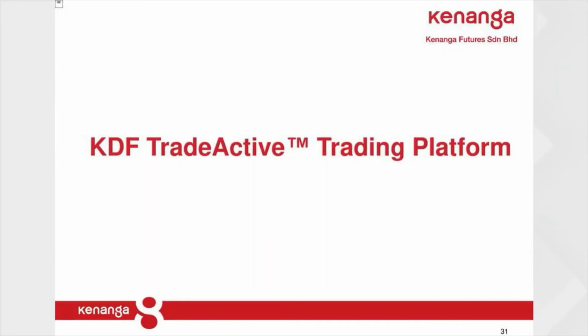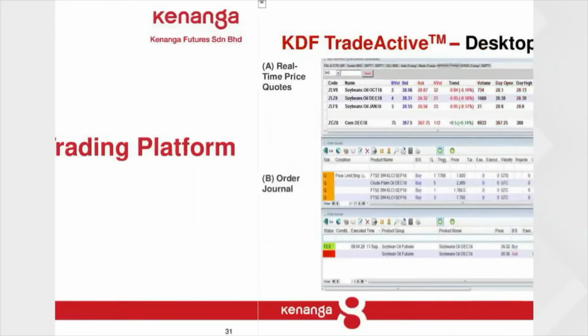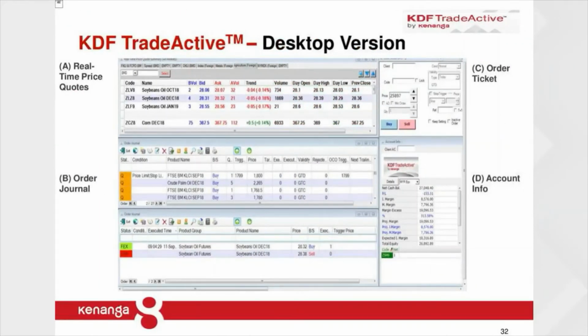Okay, next I'm going to share a little bit about the KDF platform, and then I will share the market outlook for gold. So for Kenanga Futures, these are basically the platforms that you will get if you have an account with us. If you're keen to have a trading account to trade gold, this is basically what you'll get in terms of the platform.